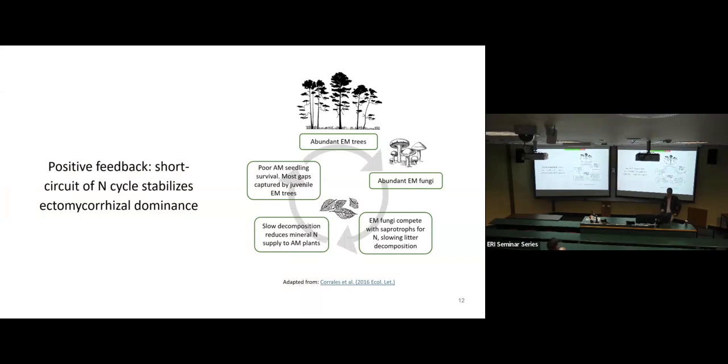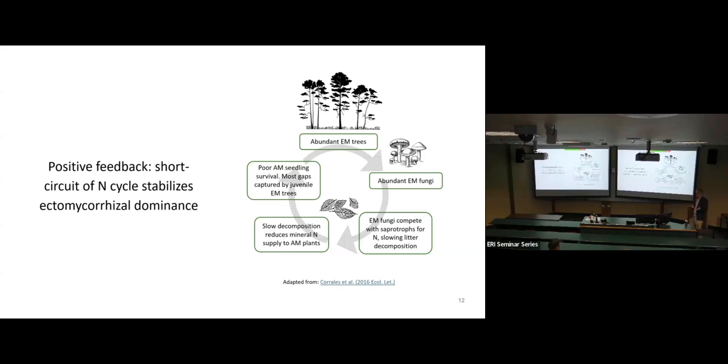And you can get, at least in some circumstances, a positive feedback setup that perpetuates ectomycorrhizal dominance on the site. It's abundant ectomycorrhizal trees, abundant fungi in symbiosis with them. Fungi compete with the decomposers for nitrogen, which slows down decomposition and mineralization. So arbuscular mycorrhizal plants that don't have this privileged access to nitrogen can be starved of nitrogen. The supply of nitrogen is greatly reduced, so their survival is reduced.